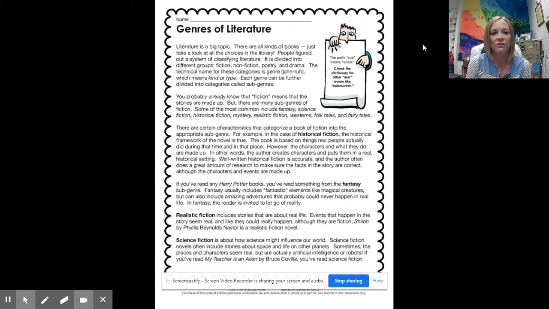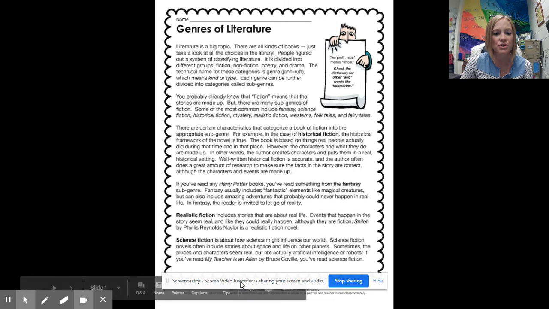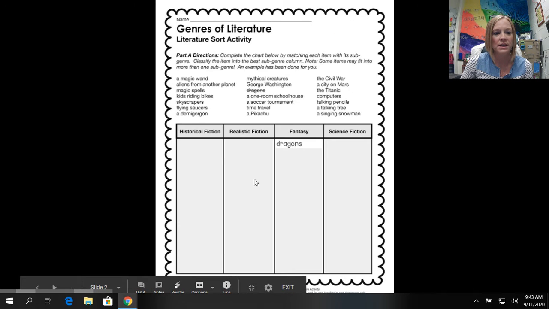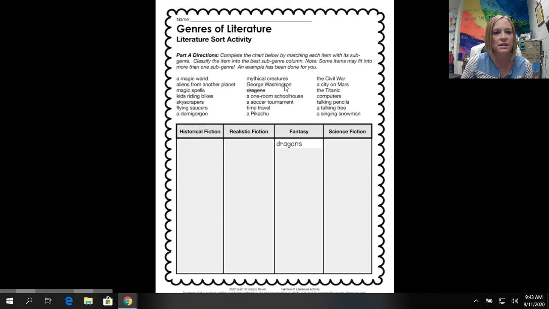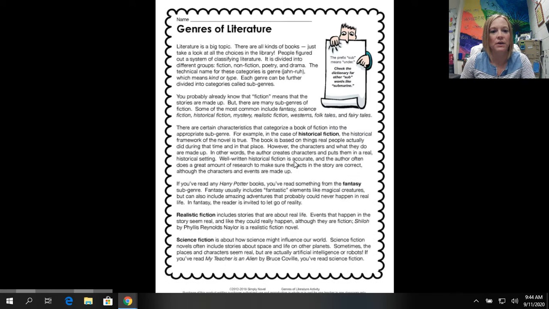So just to go over this a little bit, you are going to go to the next slide, and you're going to take each of these and put them either into historical fiction as a topic, realistic fiction, fantasy, or science fiction. So if I go back to the different types, if I go back to the other page.